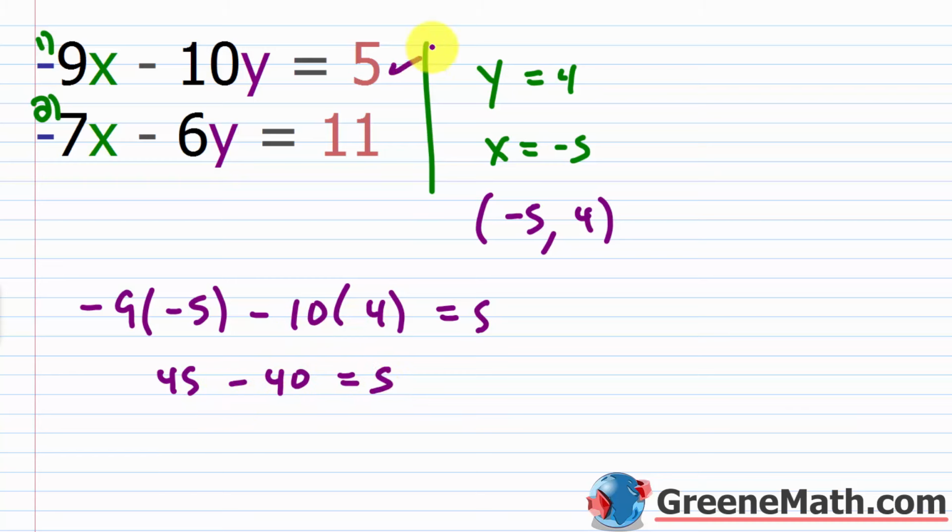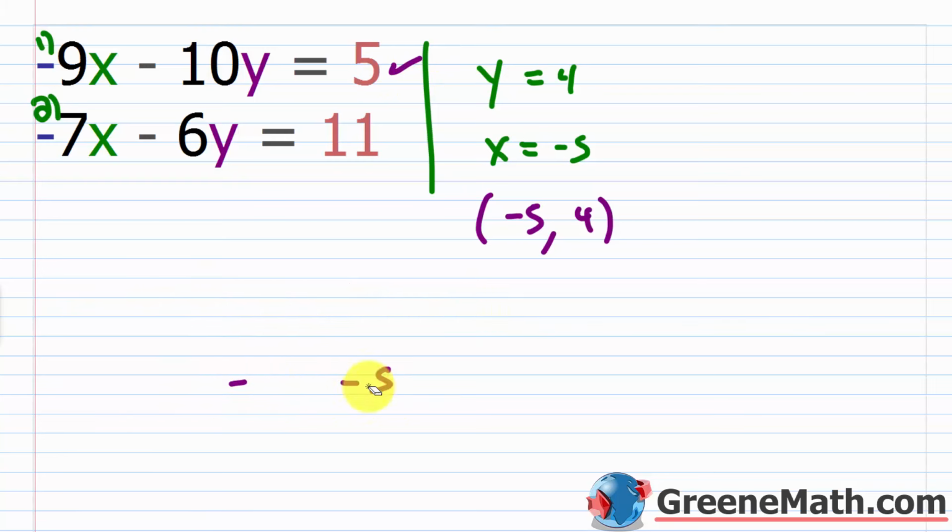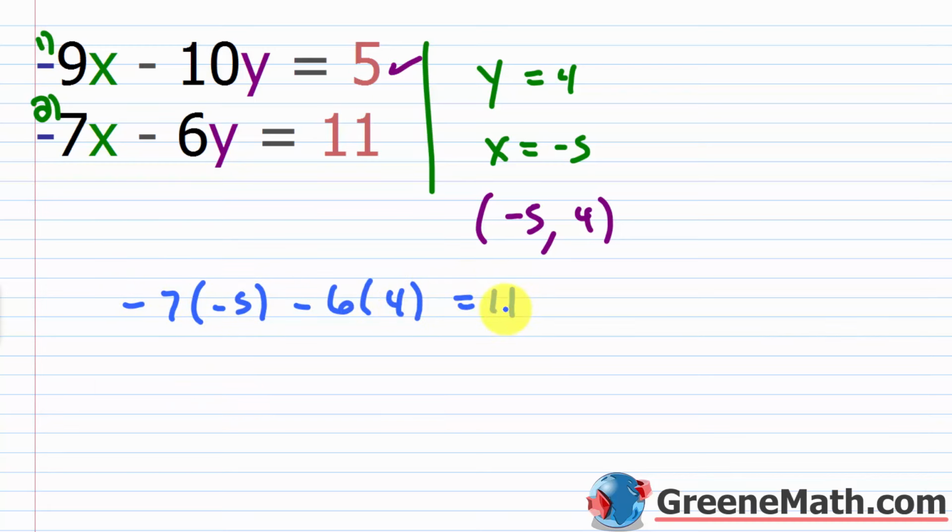That one works out. Then the other one would be what? It would be negative 7 times, you have negative 5, minus 6 times, you have 4. This equals 11. Negative 7 times negative 5 is 35. Minus 6 times 4. 6 times 4 is 24. We know that 35 minus 24 is 11, so that one checks out as well. So negative 5, 4 is the solution for this system.